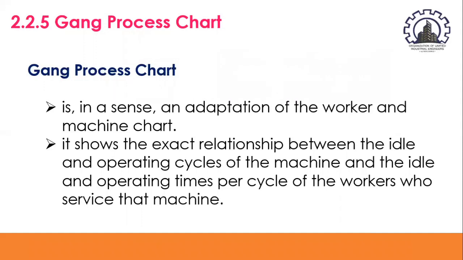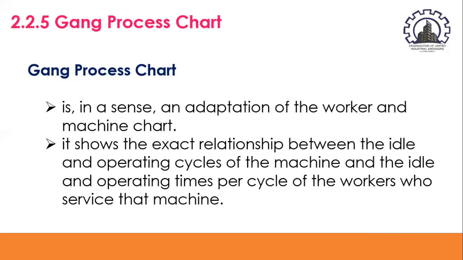And the last chart that we can employ would be what we call the Gantt process chart. So the Gantt process chart is, in a sense, an adaptation of the worker and machine chart. Why is that so? Because a worker and machine process chart helps determine the most economical number of machines one worker can operate. However, several processes and facilities are of such magnitude that instead of one worker operating several machines, several workers are needed to operate one machine effectively.